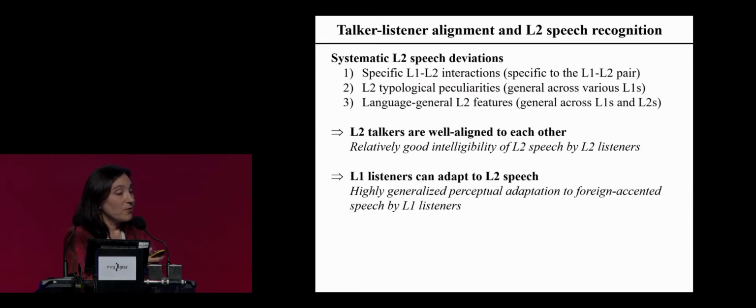Okay, so just to sum up here, we have these systematic L2 speech deviations that allow for different patterns of talker-listener alignment, and we find that speech intelligibility, recognition accuracy, as well as communicative efficiency in interactive tasks seem to be quite closely tied to alignment in this very systematic phonetic space.